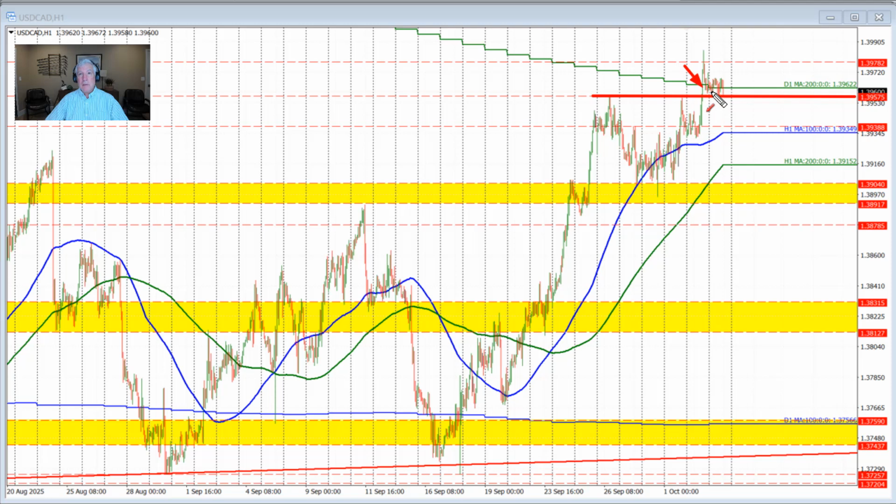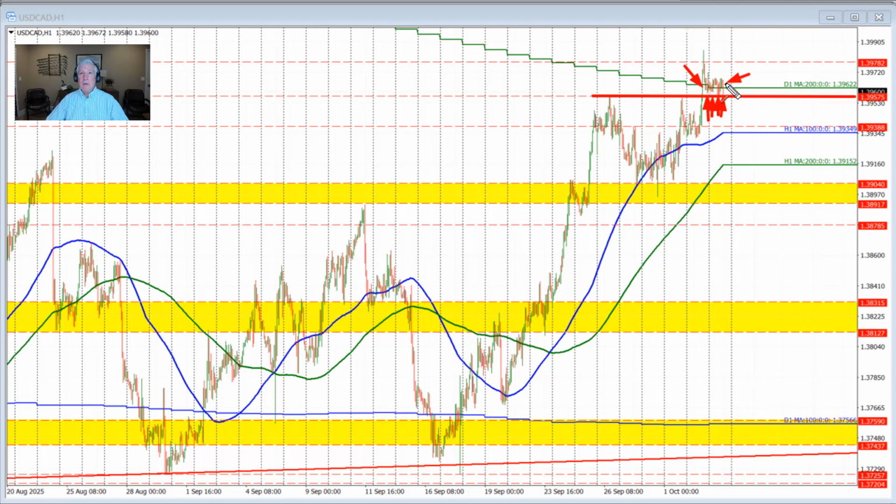What happened, however, is the price did rotate back to the downside. What it didn't do was move below this swing area right through here, and you can see in trading today we had two or three different tests of that line, and so far we're holding it. That level comes in at 1.3957.